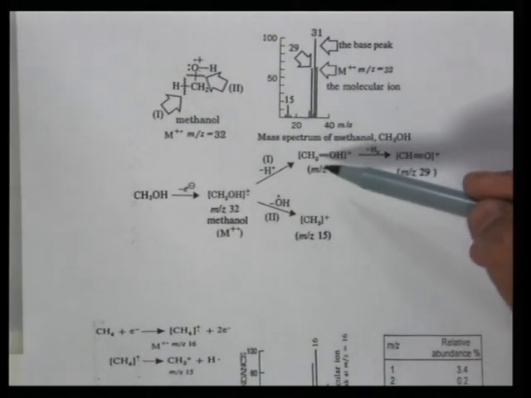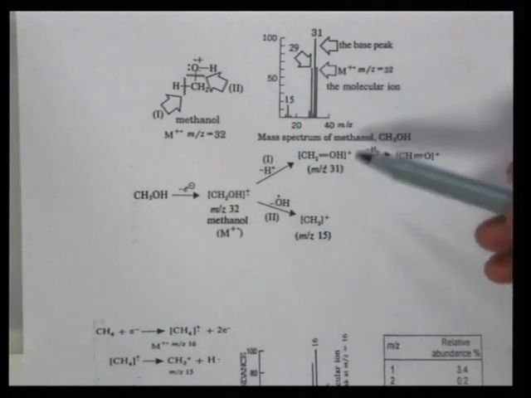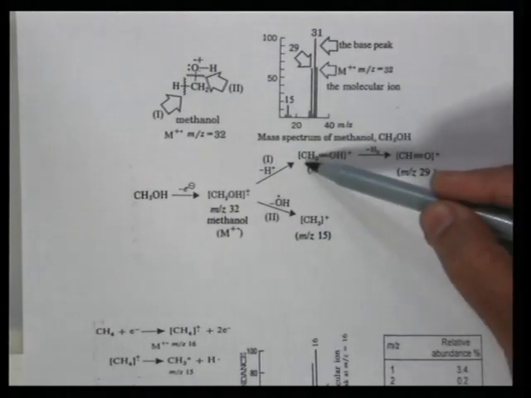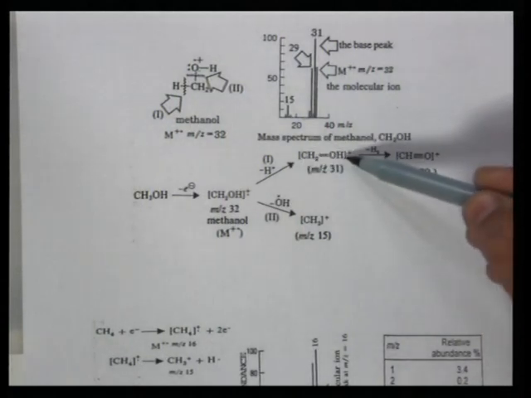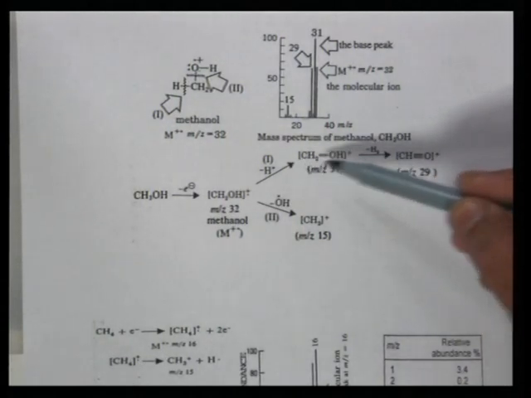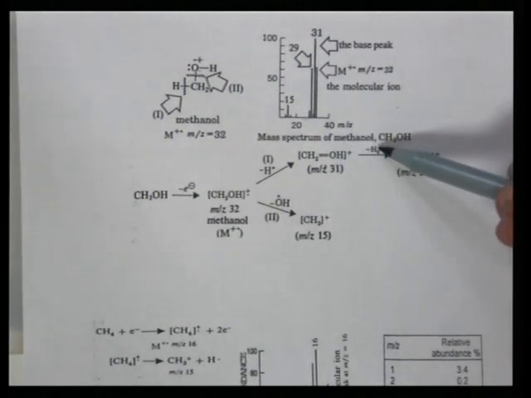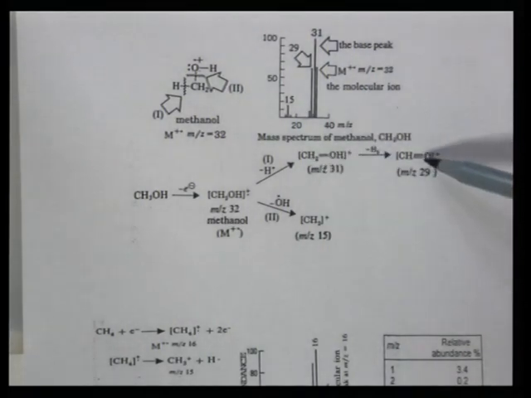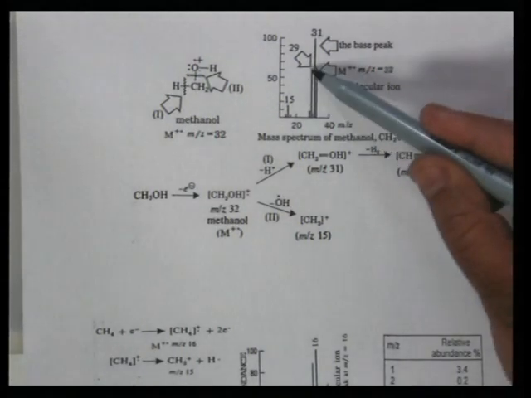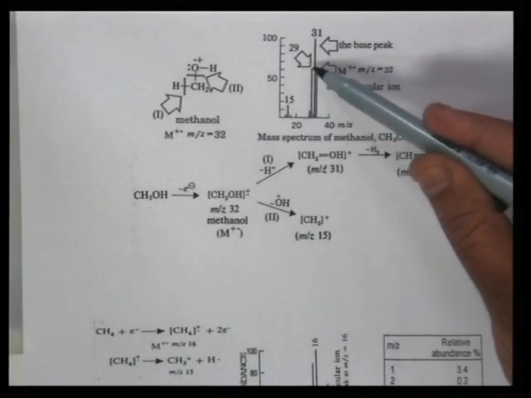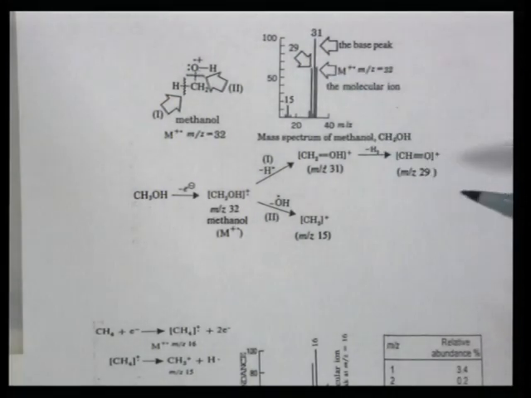Now, this fragment ion loses an H2 molecule from both the carbon and oxygen atoms. An H radical from here and an H radical from here combine to form an H2 molecule. Here a triple bond is formed, and another fragment ion, M by Z 29, corresponds to the molecular mass of that ion, and it is registered here at 29. The relative intensity is roughly above 50.